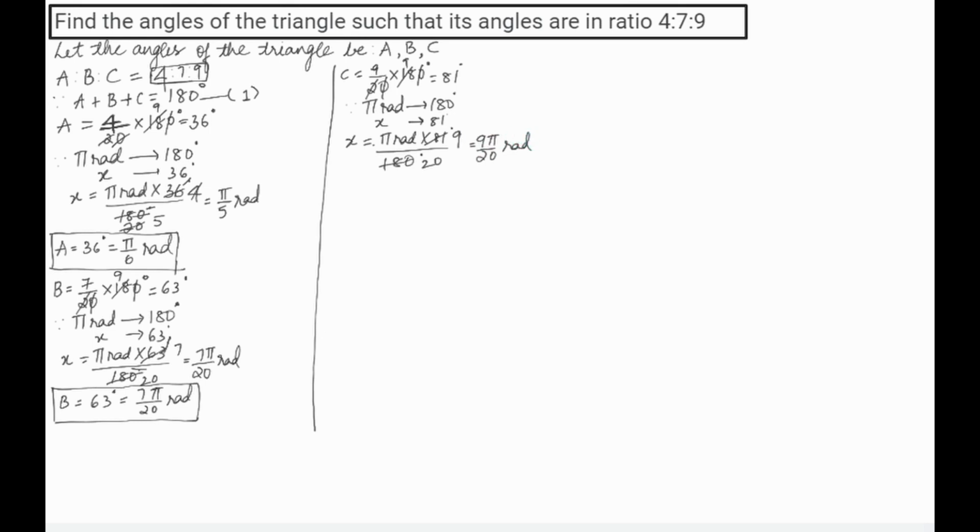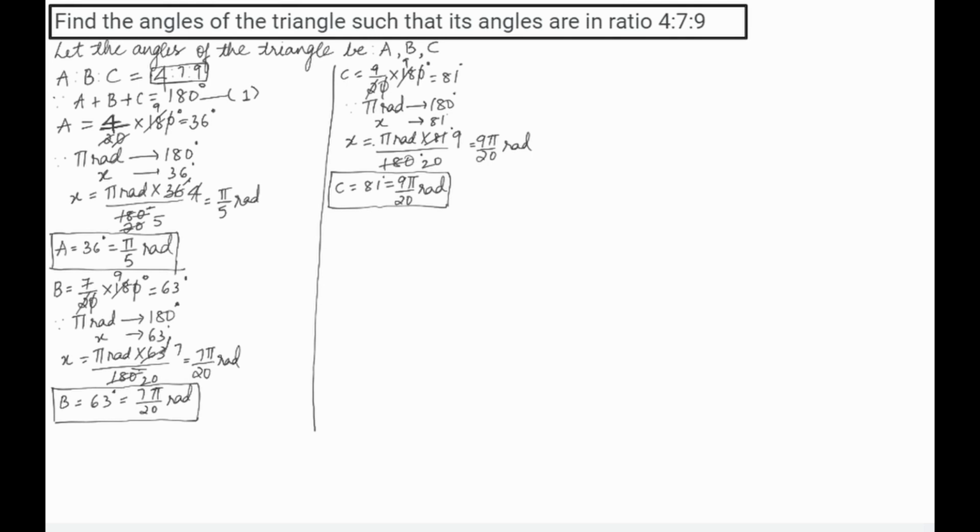So therefore our last angle C is equal to 81 degrees. In terms of radians, it is 9 pi by 20 radians. So we have found out all the three angles of the given triangle, that is angle A, which is 36 degrees, in terms of radians, that is pi by 5 radians.